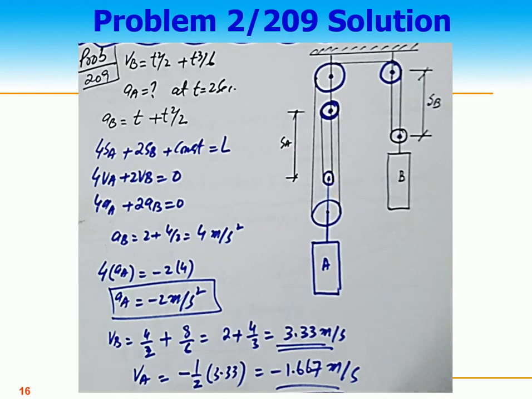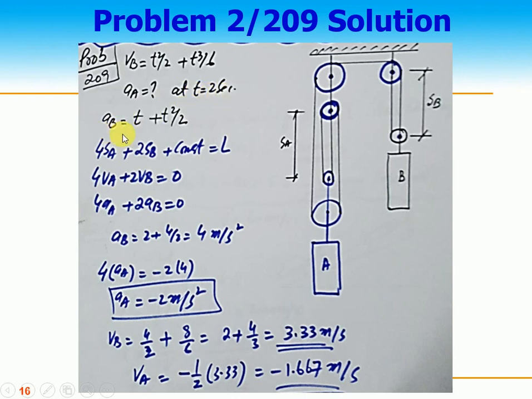Now let's see, I have made the diagrams. Please remember that the free body diagram is very important, and selection of SA is very important. As you see, which length is going to vary? If I say this length is going to vary, SB, and this length is also going to vary, SA. So VB is equal to t square by 2 plus t cube by 6. So we need A at t is equal to 2 seconds.